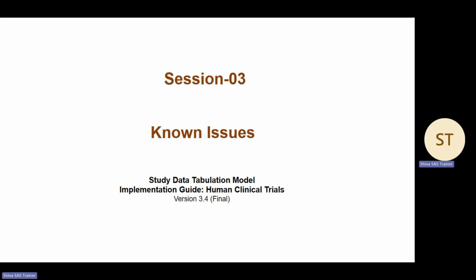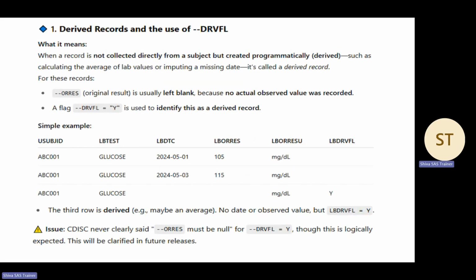What are the known issues mentioned in the implementation guide 3.4 SDTM? So first one is derived records and the use of DRVFL.